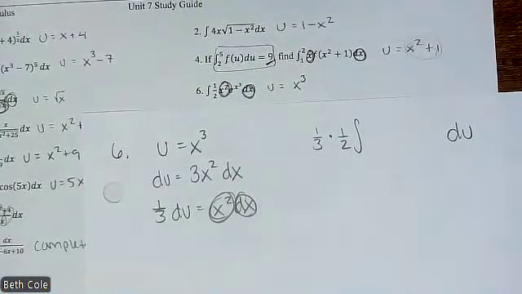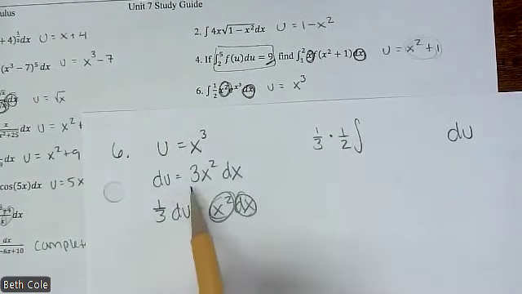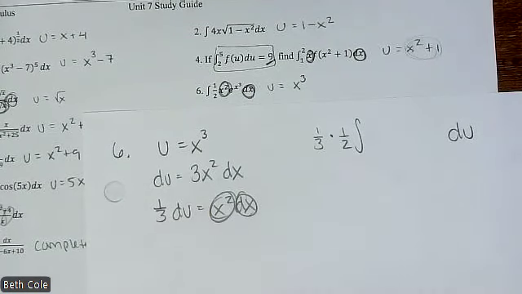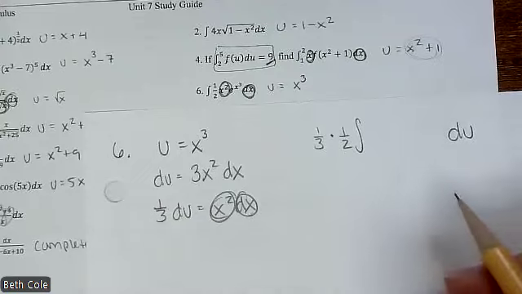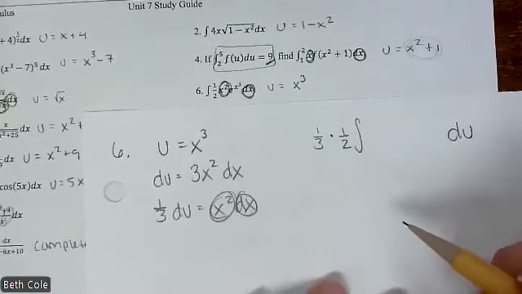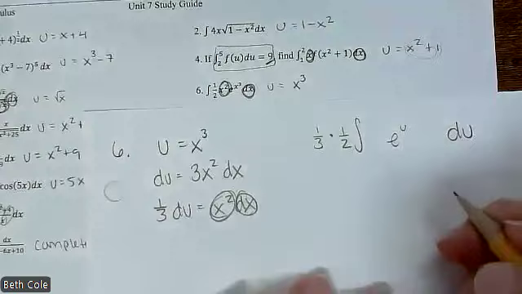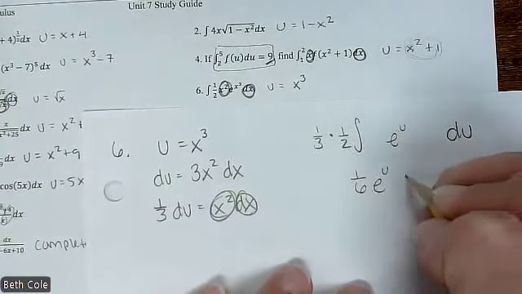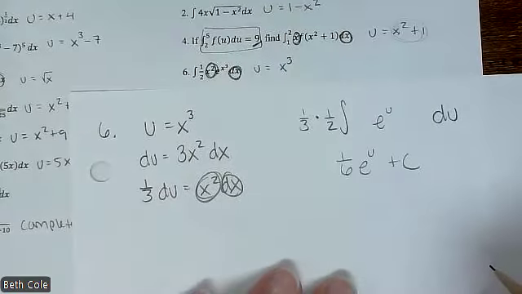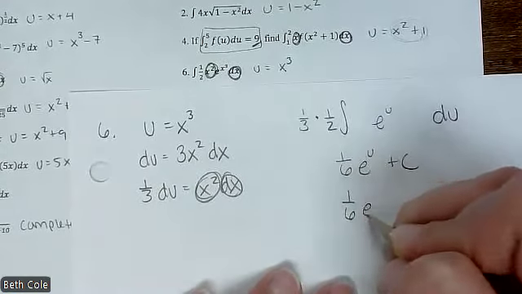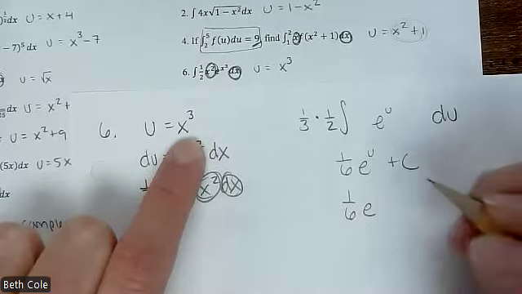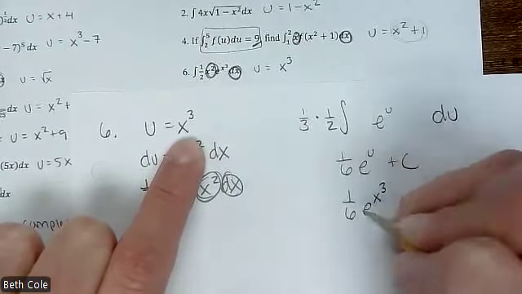And again, how you deal with those is up to you. If you wanted to combine them, you could put a 3/2, or what would it be? A 1/6. It ends up being a 1/6 anyway. It's up to you how you get through that. You're going to get the same answer in the end. So what's still there? E to the u. So this is going to be 1/6 e to the u plus c. And then your last step is to put the x cubed back in.